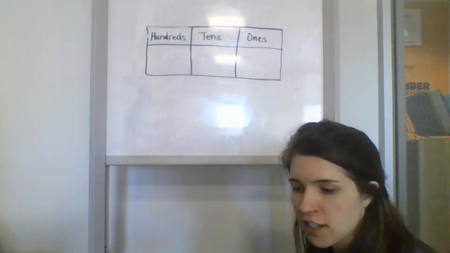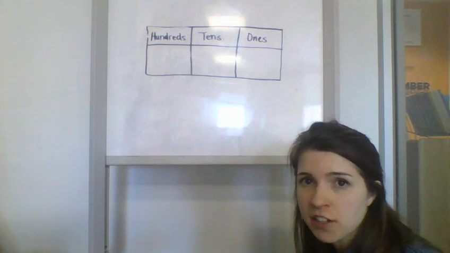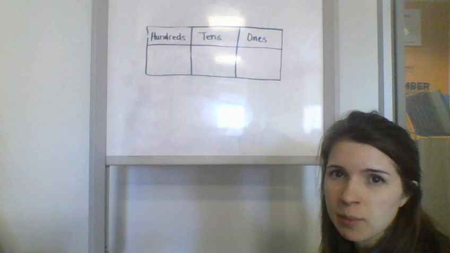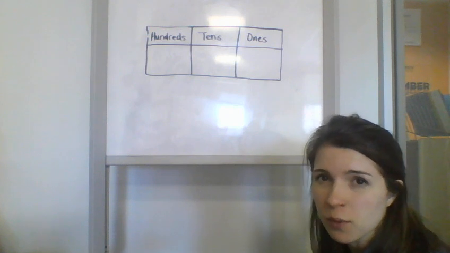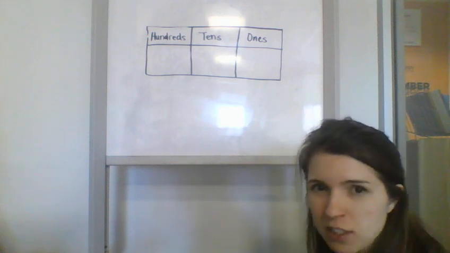Today I'm going to go over lesson 10, which is all about adding two-digit numbers. This is on page 80 in your workbook. So today I'm going to talk about a couple different strategies that you can choose from when you're adding numbers that have two digits in them together.